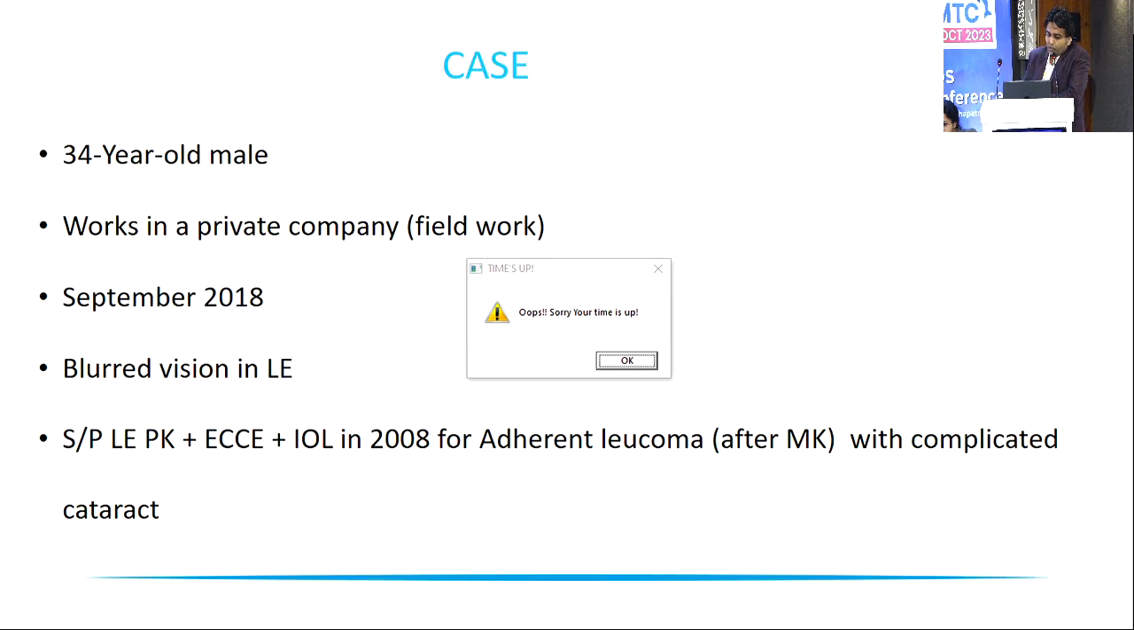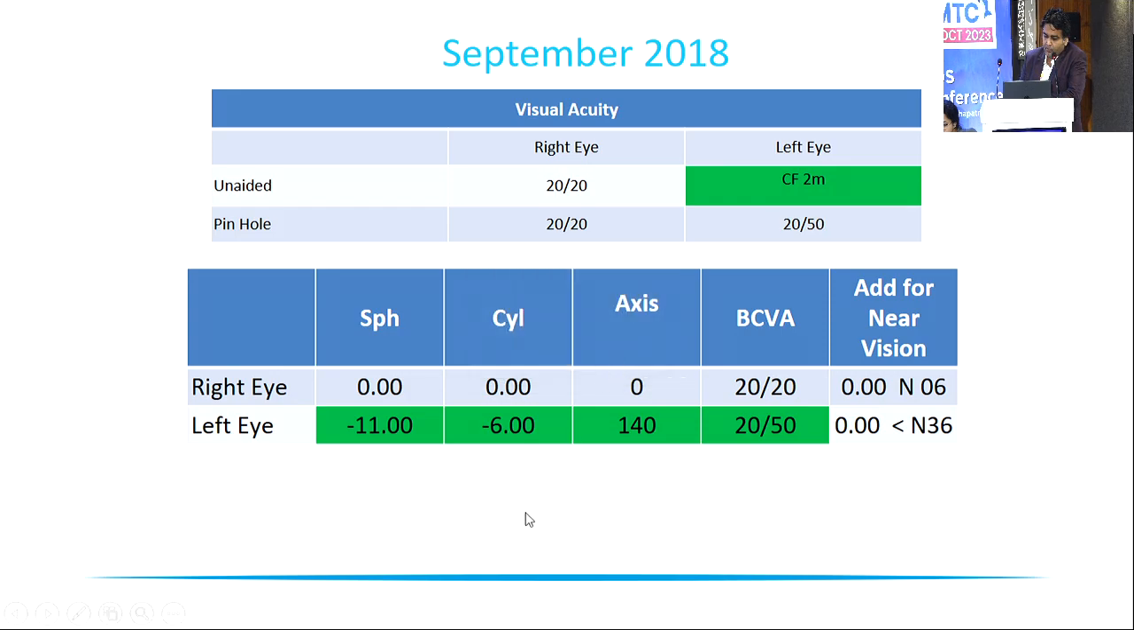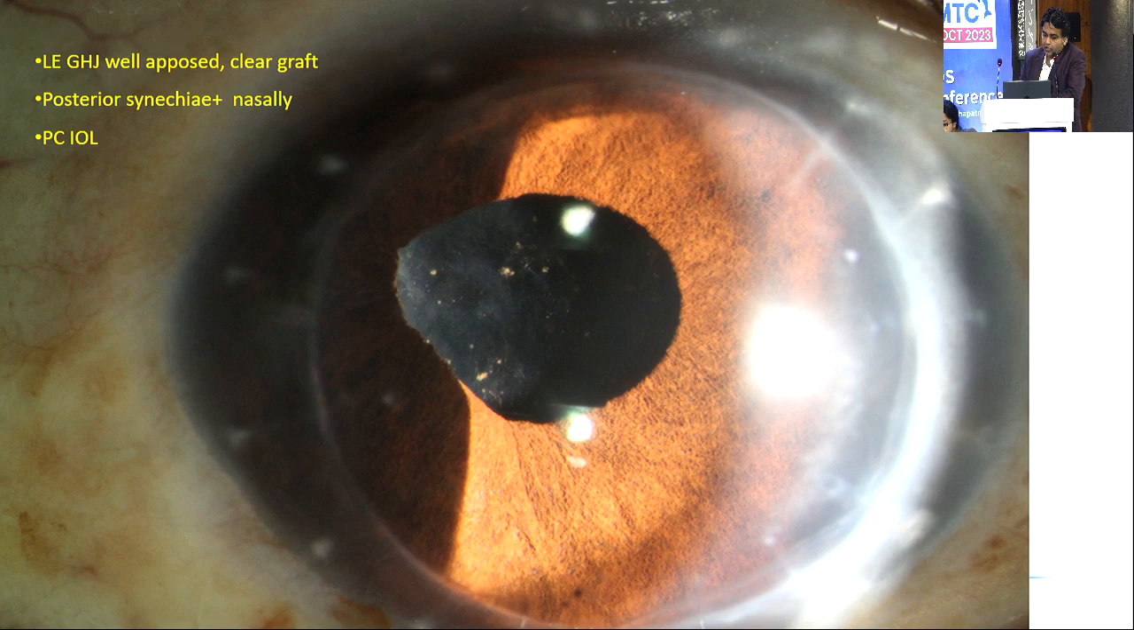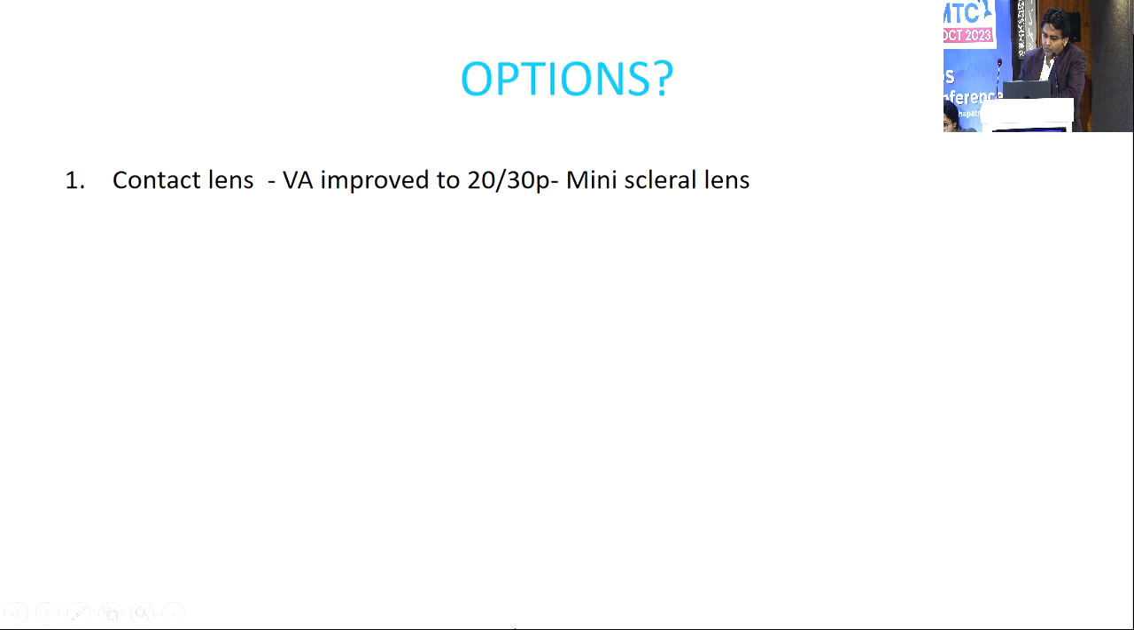Next case is a 34-year-old male who presented with blurred vision in the left eye. He underwent triple surgery. Best corrected visual acuity is 20/50 with -6 of cylinder and -11 of spherical power. So, a clear graft with a PCIOL. And this is the topography. So what are the options?